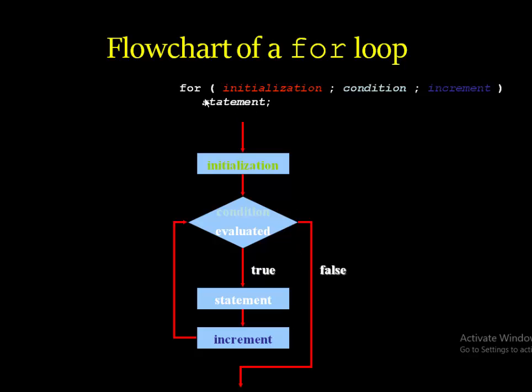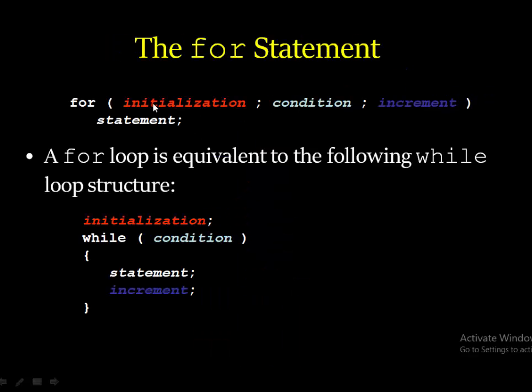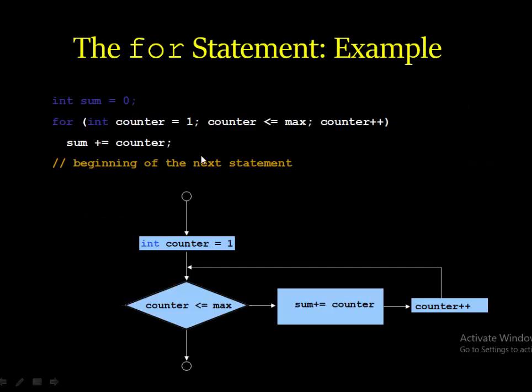If there is a single statement, it can be the immediate next statement after the for statement. If there is more than one statement, those statements must be delimited by opening and closing braces. This for loop can be written using a while loop: at the beginning, before the while loop, you specify the initialization. After that we check the condition, in the body of the loop we execute the statements, and after that we increment the values.